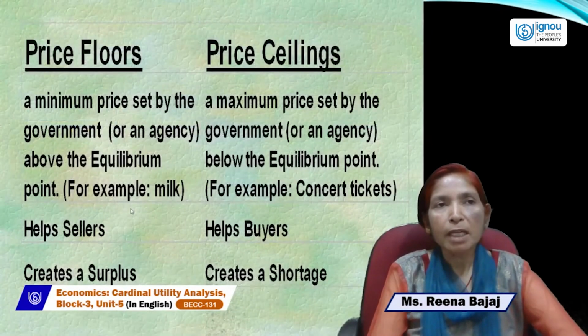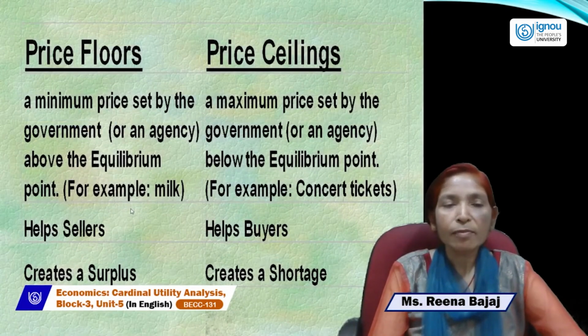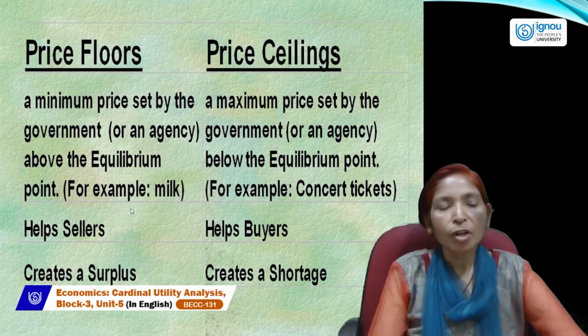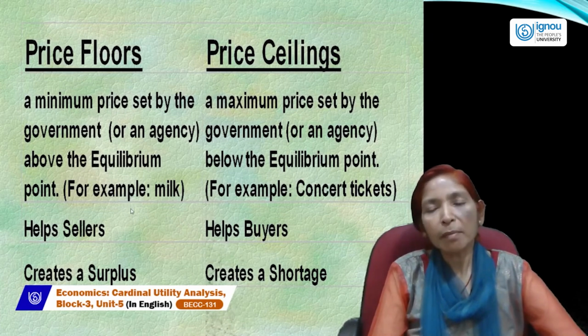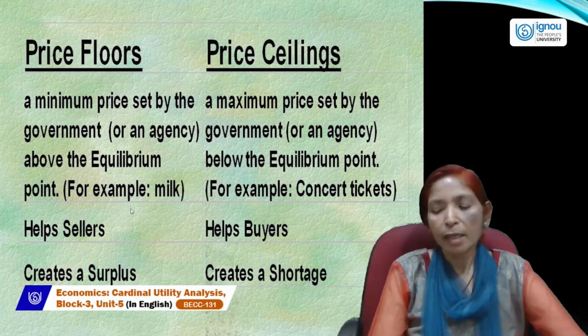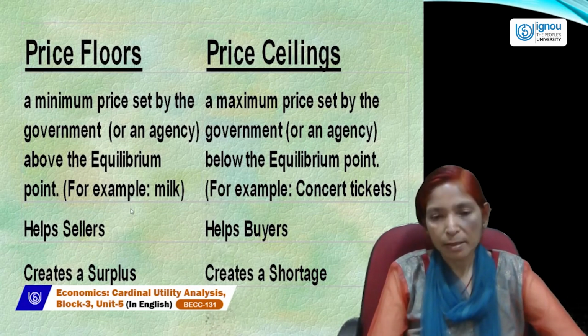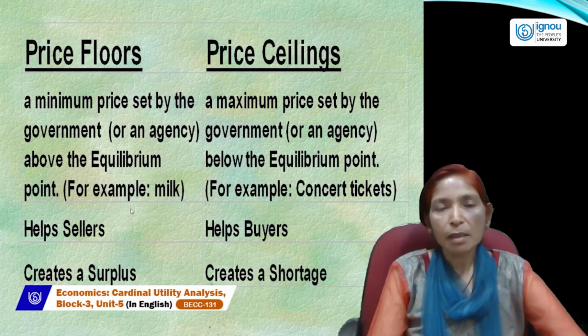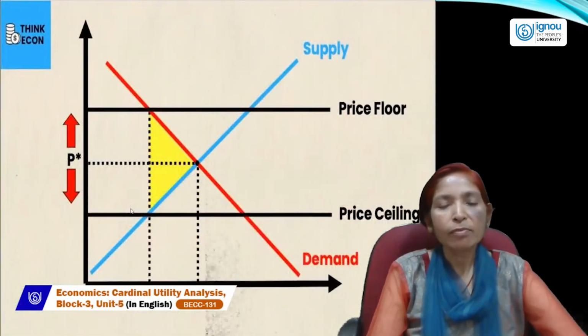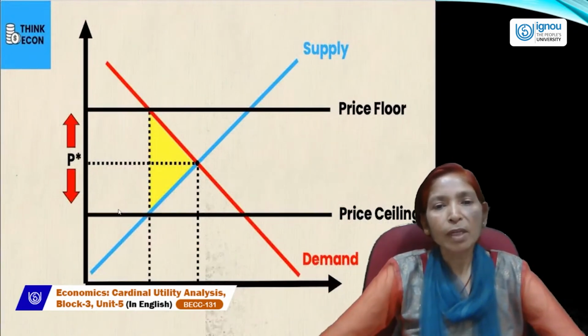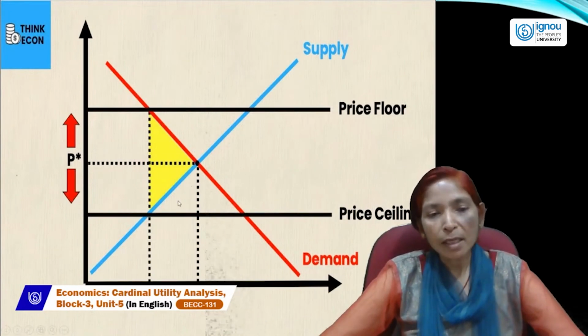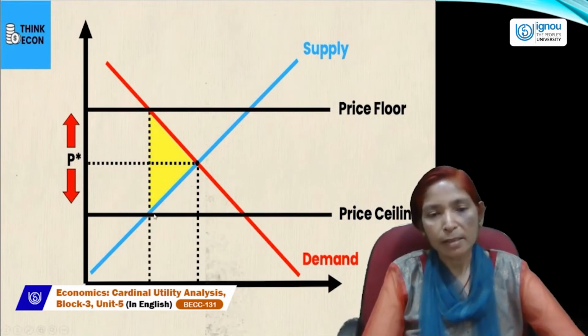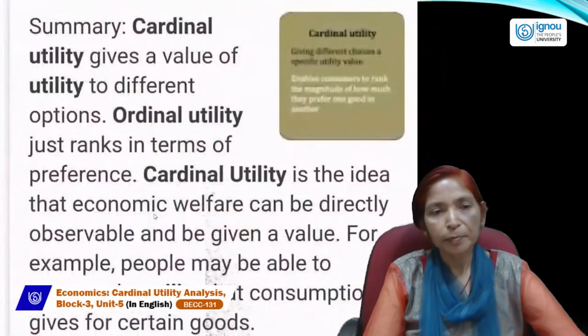So price ceiling and price floor, what is the difference between them? Price floor is a minimum price set by the government or an agency. It always remains above the equilibrium point. And price ceiling is the maximum limit of the price which is set by the government, and it always remains below the equilibrium price. Price floor creates a surplus and price ceiling creates a shortage. Now we can show price ceiling and price floor with the help of this diagram. Here the price floor always remains above the equilibrium price, and the price ceiling always remains below the equilibrium price. Both the prices are fixed by the government.